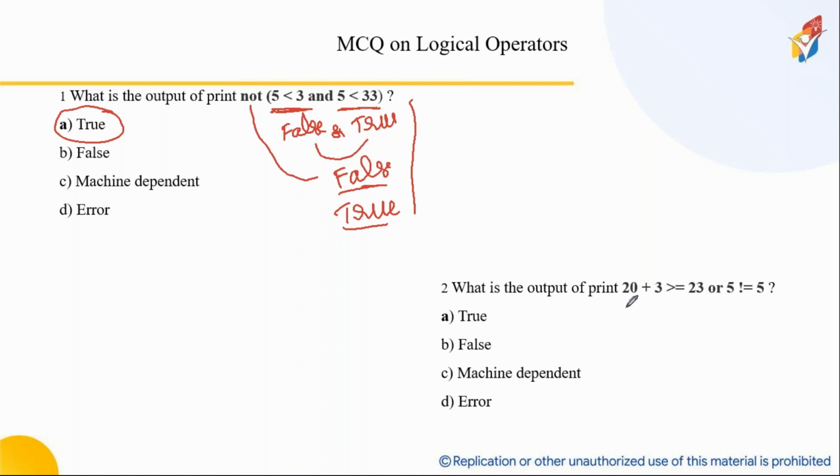Now, look here. This is one expression and this is another expression. Now, this expression, can you please tell me? 23 is greater than or equal to 23, true. Or 5 not equal to 5. If one is true, by default the answer is true. No need to check the second one. So the answer is true. Is it okay? I hope it is clear.